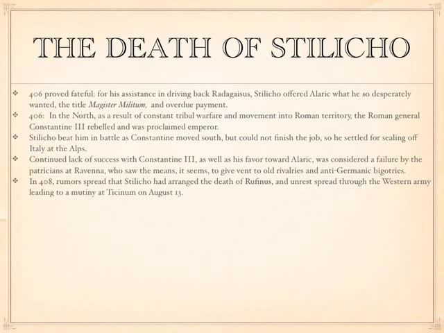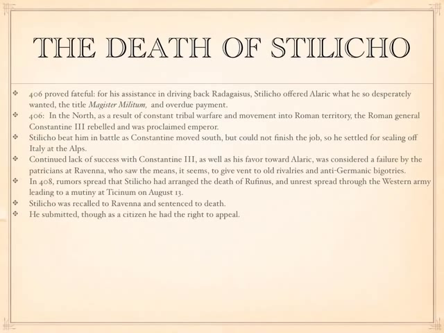Unrest spread through the Western army under the rumor that Stilicho had somehow arranged the death of Rufinus, and this led to a mutiny in the fortified town of Ticinum, where the army was. The mutiny occurred on August 13 of 408. Because of the mutiny, Stilicho was recalled to Ravenna and sentenced to death. He was a traitor now to the Roman cause. And yup, it's his enemies that have arranged the whole thing.